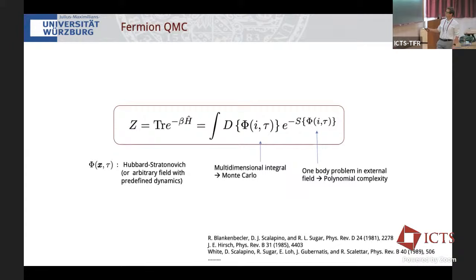This goes from zero to beta, and for each of these field configurations, we have an action, and the action essentially describes a single body problem in an external space and time field. So if I give you a field configuration, this action can be calculated in polynomial time. I think there was a lecture on Monte Carlo last week, if I remember the program. Essentially, this high dimensional integral will be done with Monte Carlo, and for each of these field configurations, which I will sample, I can evaluate a weight. Of course, this is the basic idea, right?